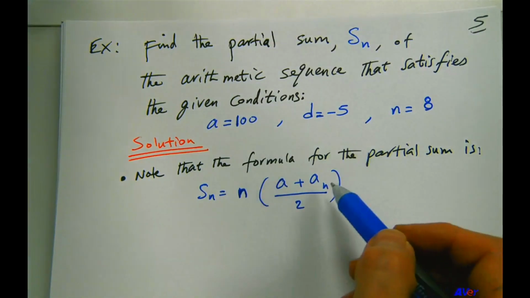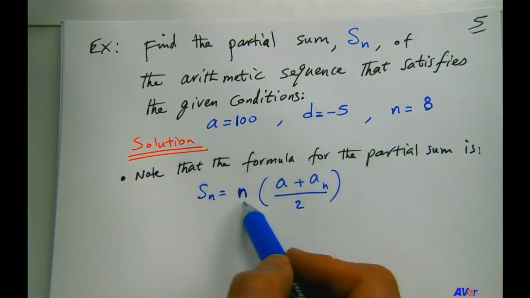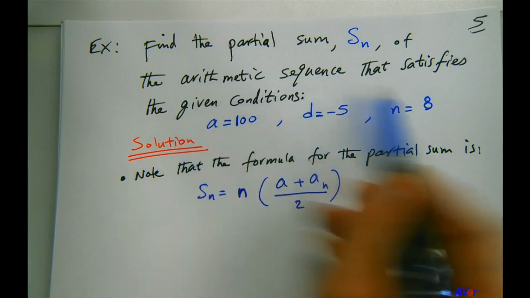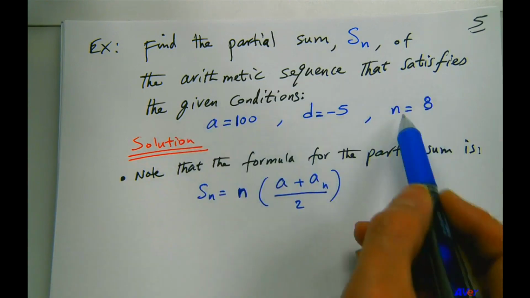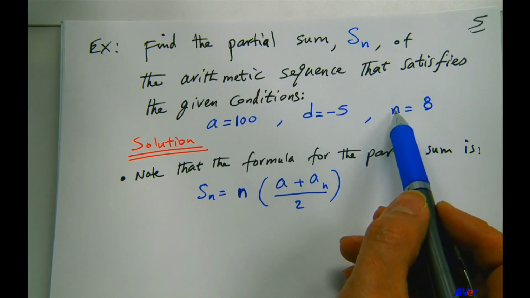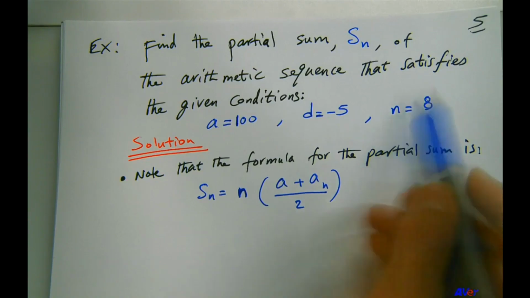So in this case, do we have a? Yes. Do we have n? Yes. Do we have an? No. So let's see. That satisfies the given conditions. So we should look for the 8th digit.